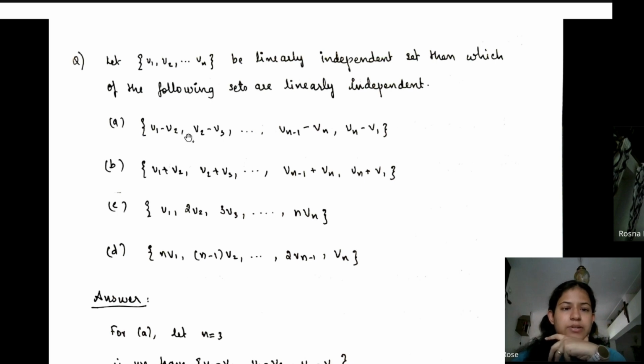In A, I am subtracting two vectors, for example, v1 minus v2, v2 minus v3, and so on. In option B, I'm adding some vectors, that is v1 plus v2, v2 plus v3, and so on. In C, I'm multiplying some scalars to these vectors, for example, v1, 2v2, 3v3, and so on. And in D, I'm using the same method by multiplying different scalars. So which among these will again be linearly independent?